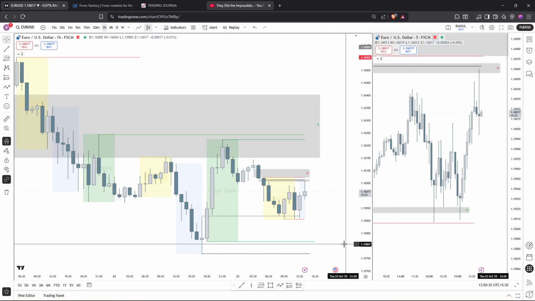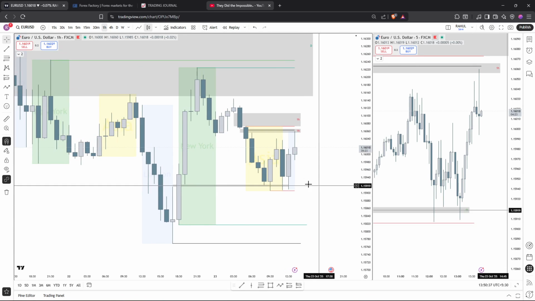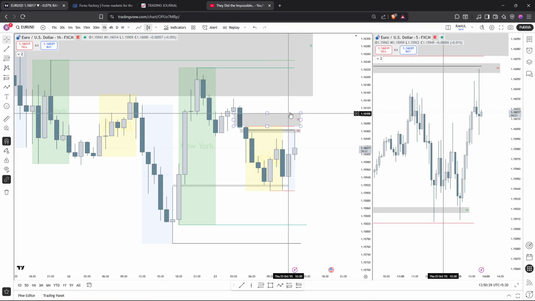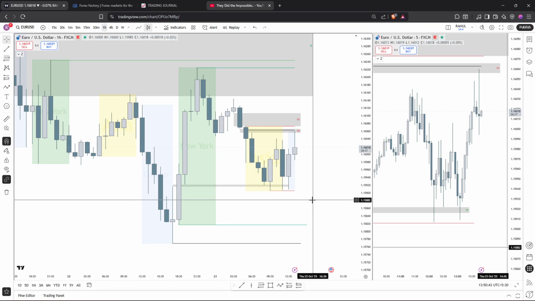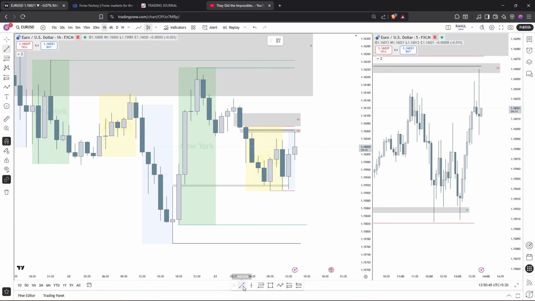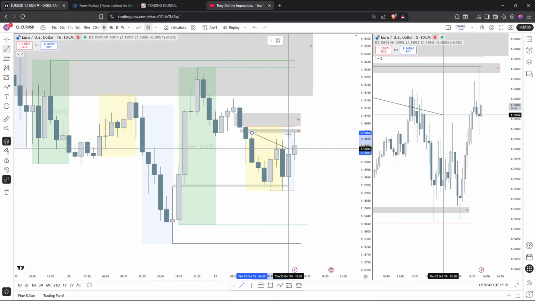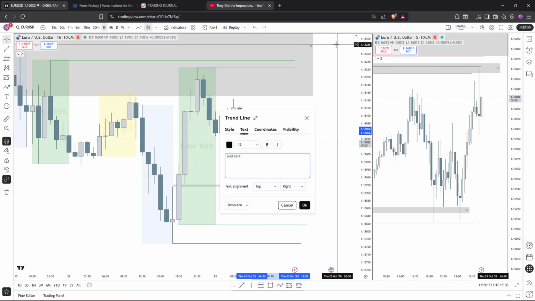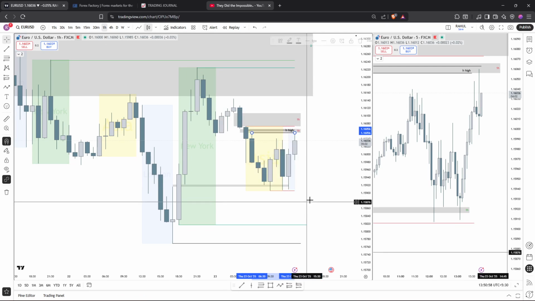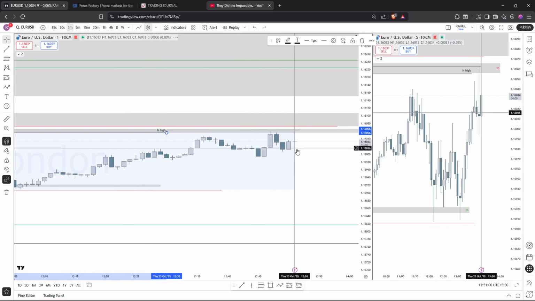1 hour is reacting to the FVG. Just as I had said earlier, we'd like to see the market trade into the 1 hour FVG, some sort of a manipulation, and eventually trade to the downside. So it did sweep this hourly high though. So hourly high, hourly high.